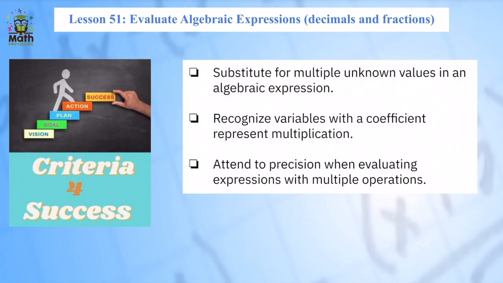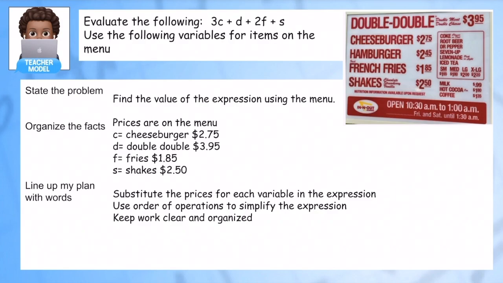So let's jump into the first problem. Evaluate the following: 3c plus d plus 2f plus s using the variables on the menu. So pretty much we want to know what is the value of the expression using all those prices on the menu. Here are our facts. They're all just prices for the menu. So I know C meant cheeseburgers, D meant the double-double, F meant fries, and S meant shakes. And I have all the prices there directly from the menu.